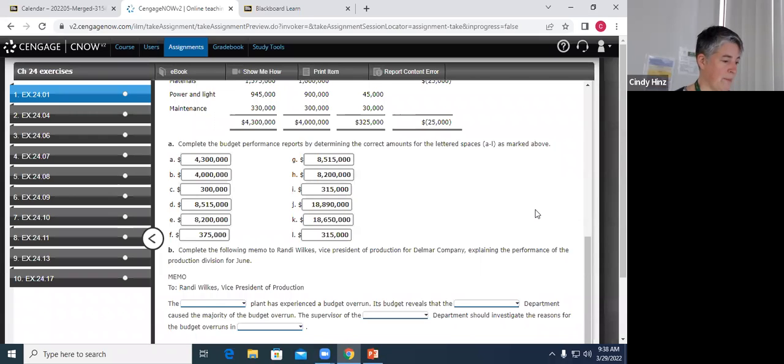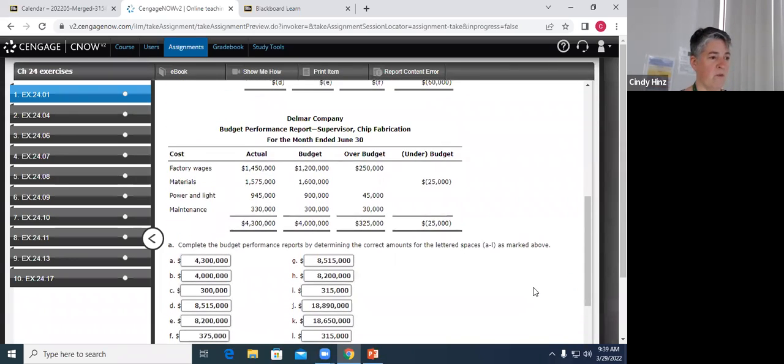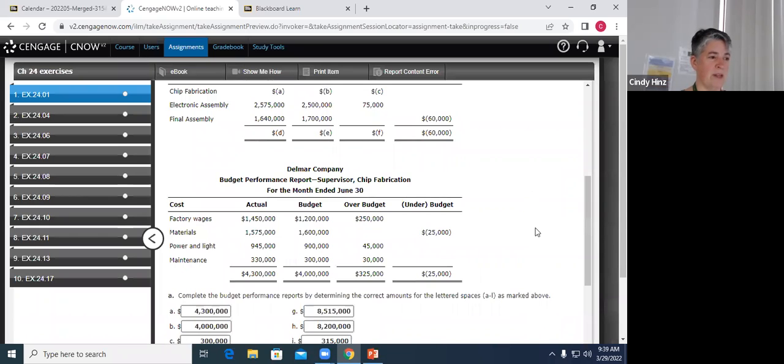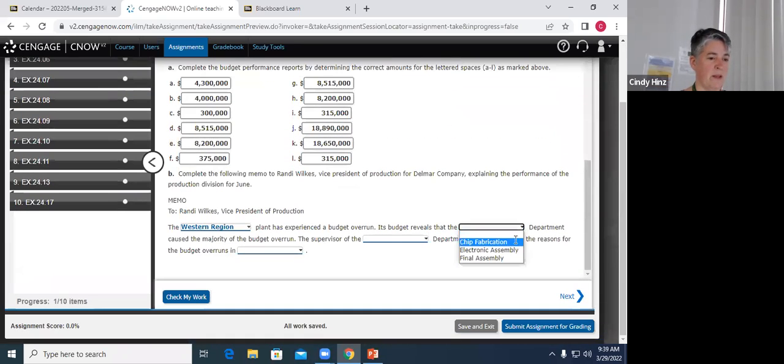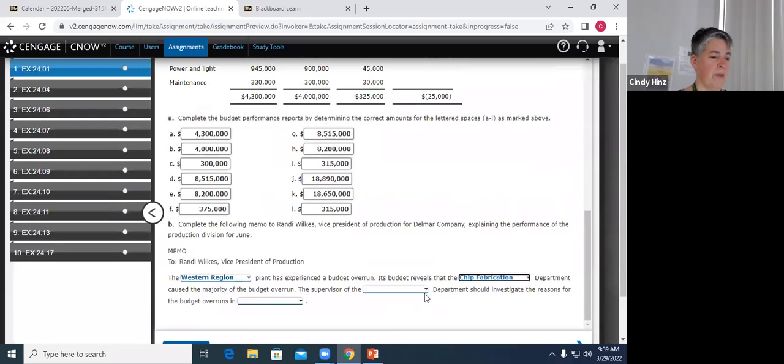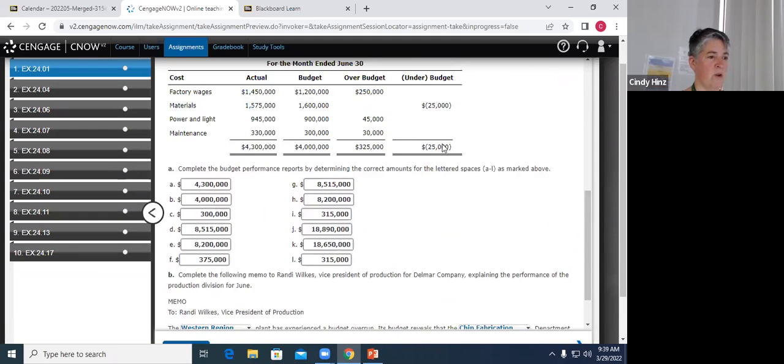Okay, let's take a look at Part B then and fill in the blanks for this memo. Memo to Randy Wilkes, the Vice President of Production. The Western Region plant has experienced a budget overrun of about $300,000. Its budget reveals that the blank department caused the majority of the budget overrun. So that's the $300,000 from the chip fabrication department that caused the majority of the budget overrun. The supervisor of the chip fabrication department should investigate the reasons for the budget overruns.